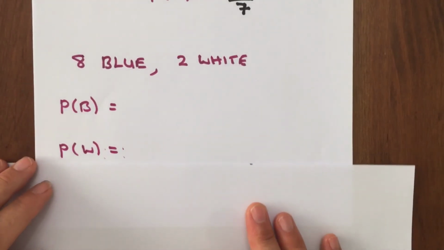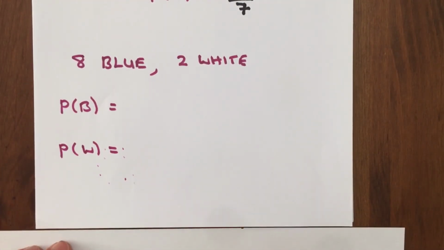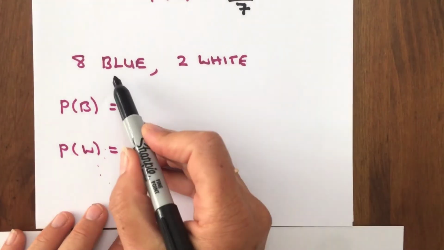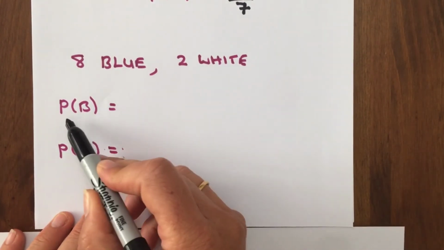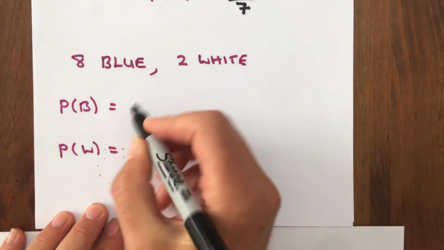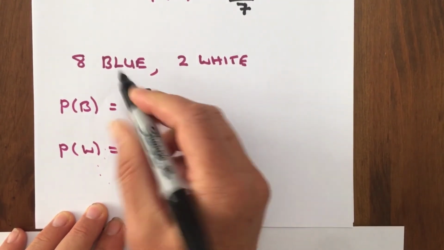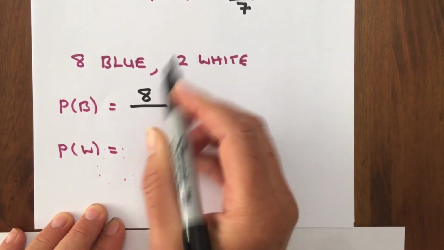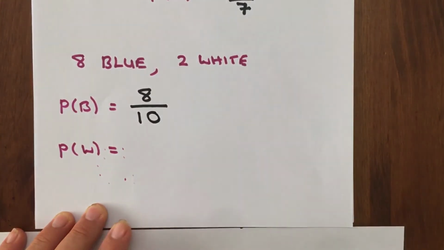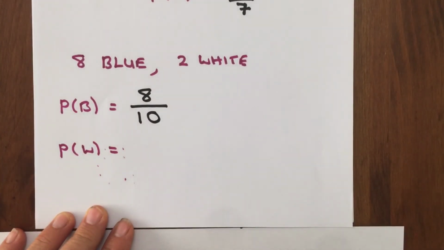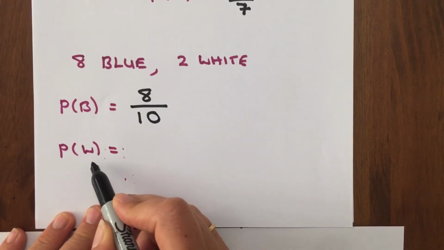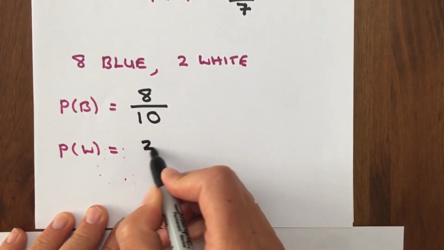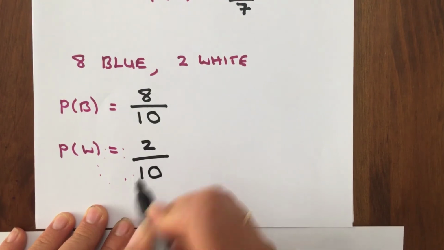Right, so have a go at this one. Okay, well actually I'll do this one with you. 8 blue, 2 white. The probability of blue. Okay, well I've got 8 blue altogether out of a total, well 8 add 2 is 10. So that's my probability of blue. The probability of white, I've got 2 white out of a total of 10.